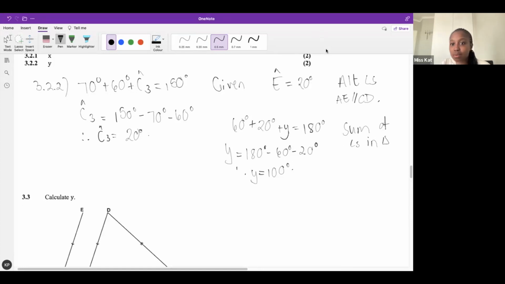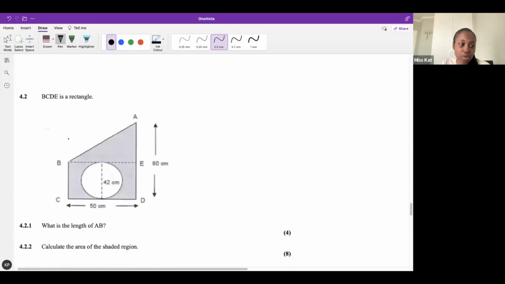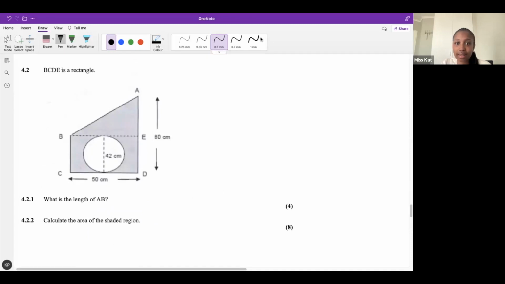Okay, let's see. We're moving at a good pace. I like it. Question 4, we all wanted to do 4.2. What was 4.2? Oh, this guy. Okay, let's see. BCDE is a rectangle. Well, they didn't tell us that for nothing. Think about it. Okay, and then it says, what is the length of AB? AB is the what of the triangle?